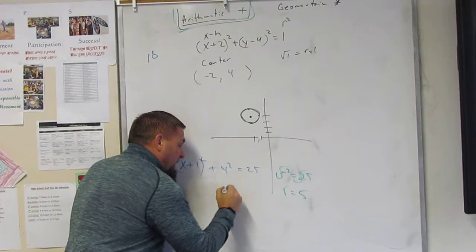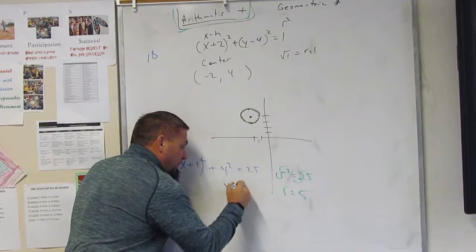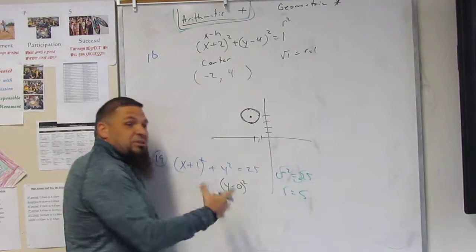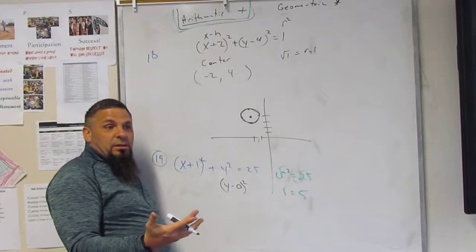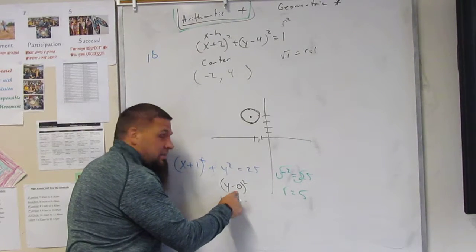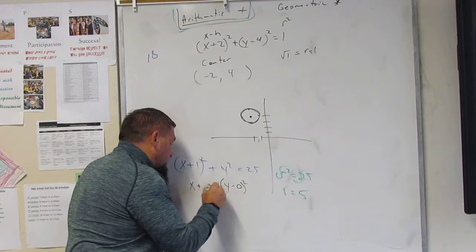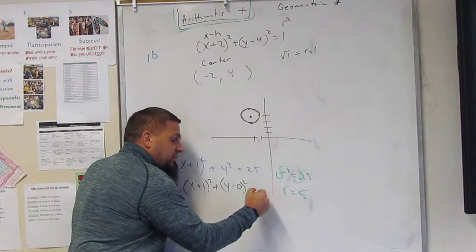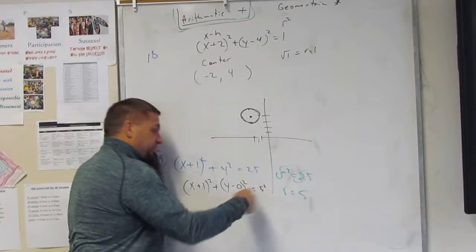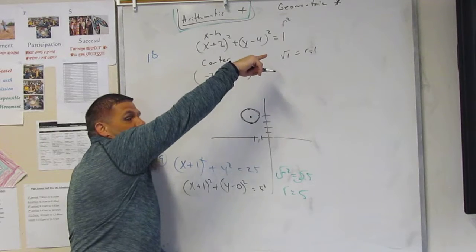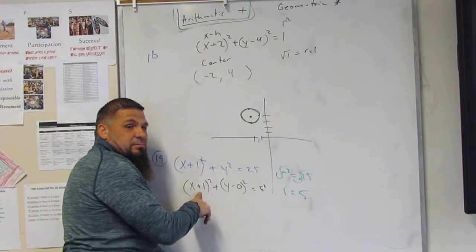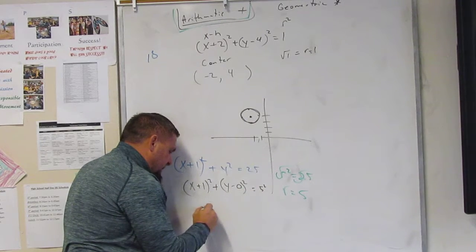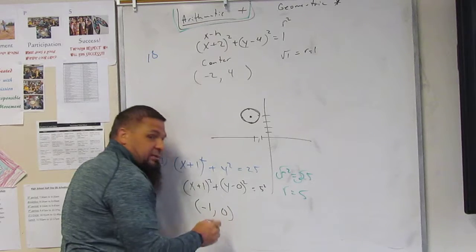Alright, so I got y, right? Minus 0, okay? So minus 0 is still y, right? And then x plus 1, right? And now we have it in the terms of your formula. So what's the opposite of plus 1? Minus 1. And there's no opposite of 0, right? So it says minus 1 and 0.